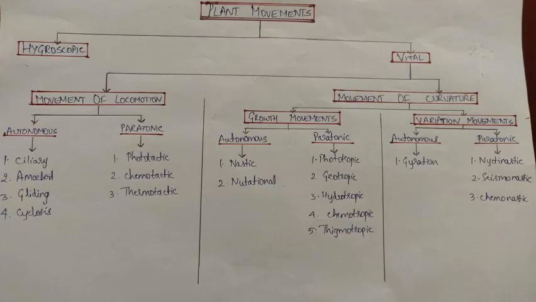Just now what we finished was movements of locomotion, where the complete plant body moves, seen in lower plants. It can be either autonomous, that is due to internal stimuli, where we saw all four types, or due to external stimuli, where we saw these three types. So the complete movement of locomotion is over now.